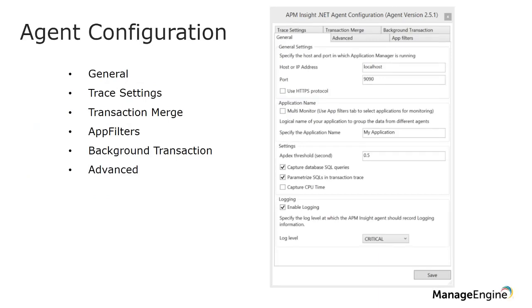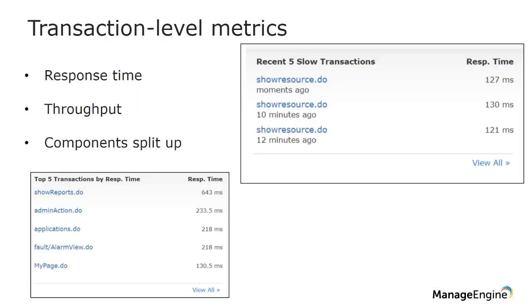Again, this is the configuration window for the .NET agent, as we will be seeing in a few moments. So once the agent is configured, that is, the different tabs are configured, as you can see, the 6 different tabs listed out in this slide, once you configure, the agent should be ready to collect metrics. And these metrics, some of which can be seen in this screen right now. So basically, the recent slow transactions, the top 5 transactions by response time. Now, these are just a few examples.